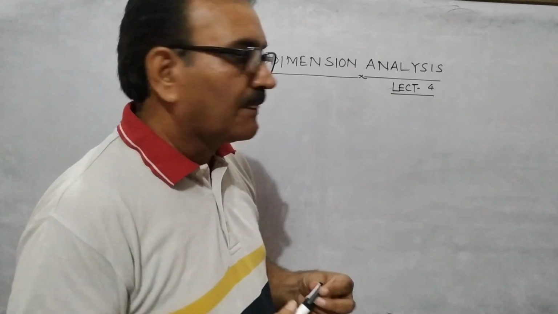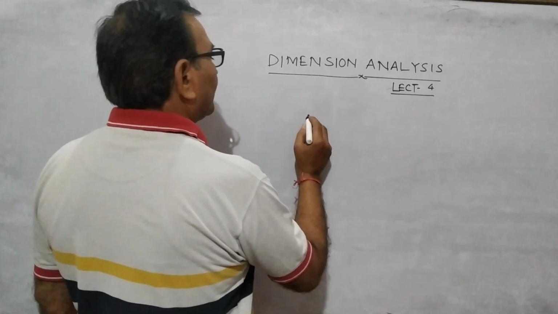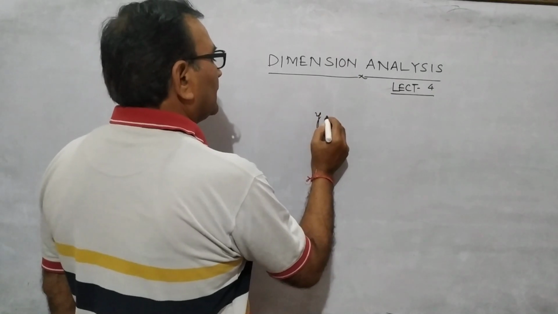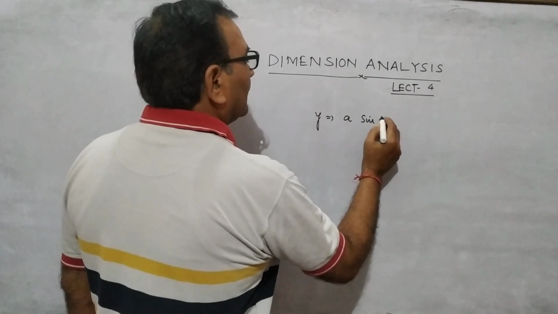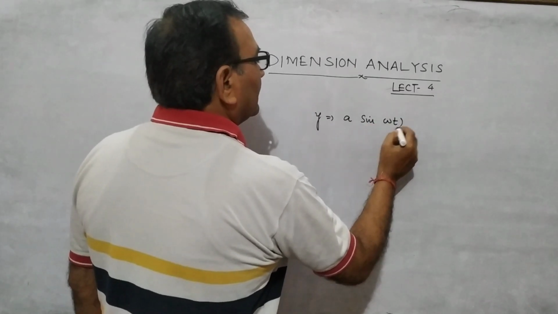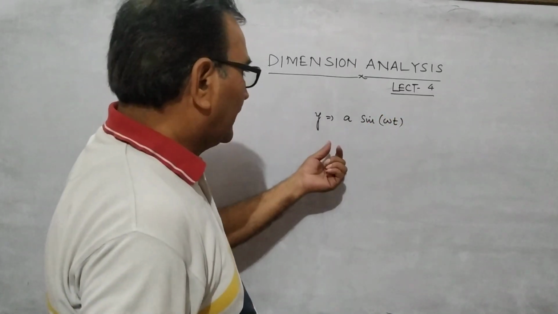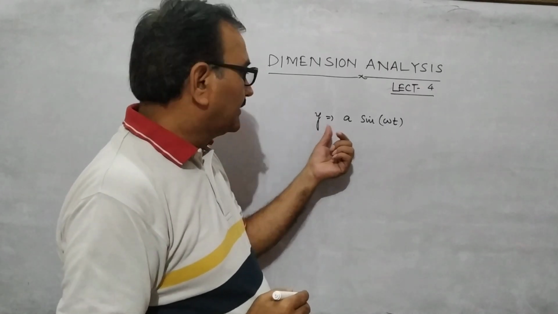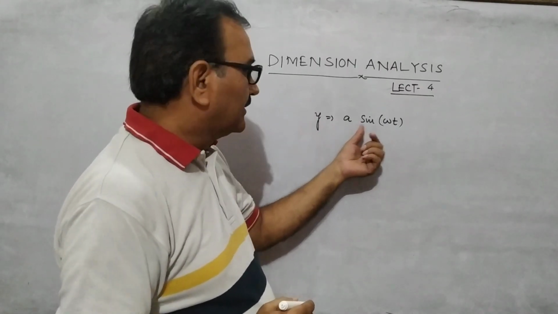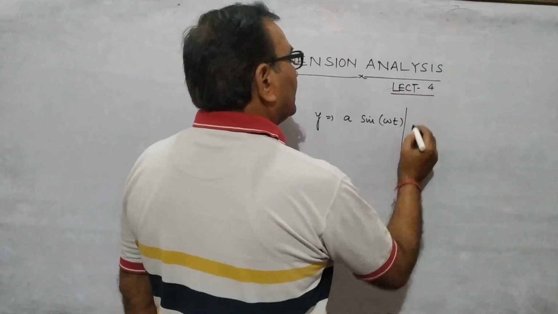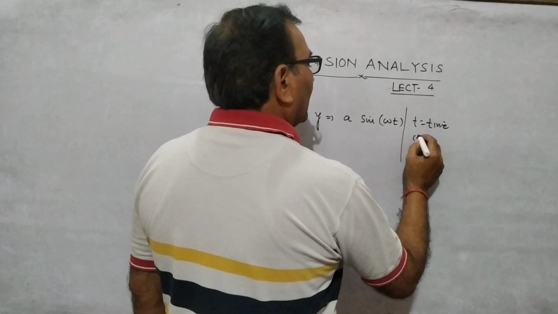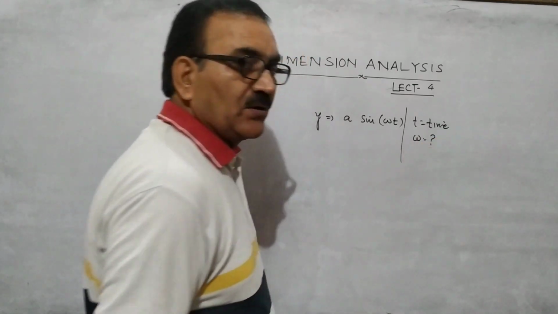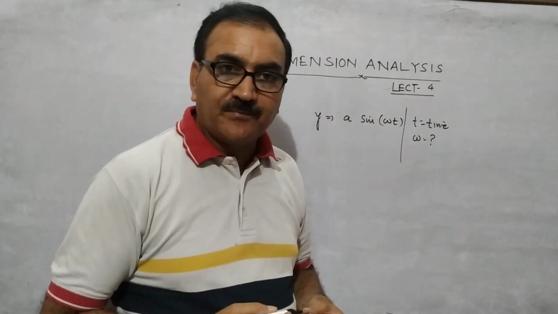this topic. Now see here, a question: suppose y equals A sine omega t. Here y is the displacement, A is the amplitude and t is the time, and you have to calculate the dimension of omega.